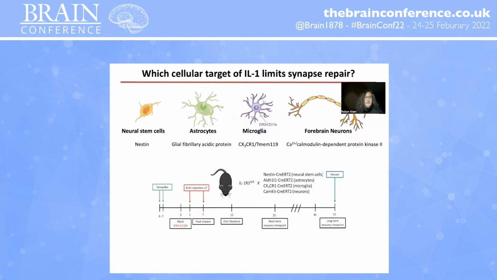So in trying to discover which cellular target of IL-1 can limit synapse repair, we had to deal with the fact that all of these cell types shown here express the IL-1 receptor. And so we attempted to use Cre-Lox technology to identify which cell type was the most important target for IL-1 beta in our system.